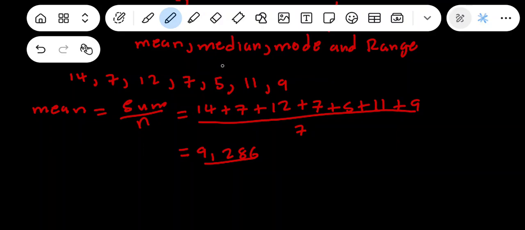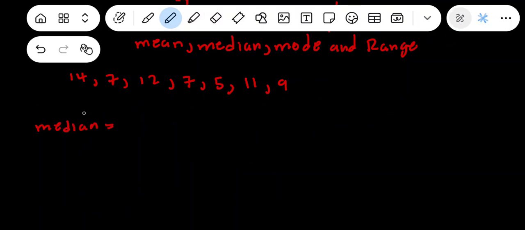Then how do you find the median? The median is the middle number of this sequence. But first you should rewrite this sequence in increasing order. You start with the smaller number until you end up with the larger value. You write it in increasing order.